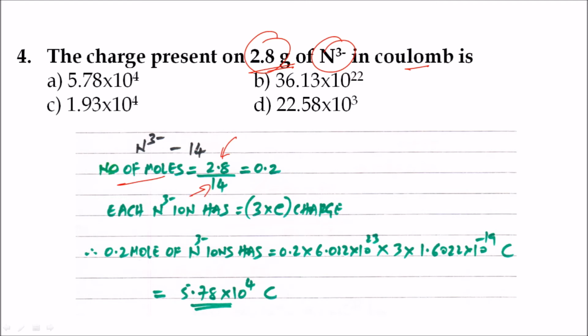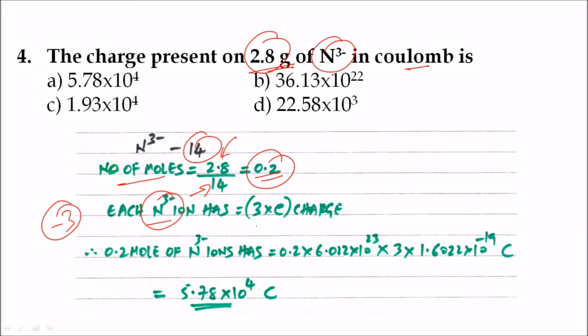Atomic mass of nitrogen is 14. So we can take 2.8 by 14 is equal to 0.2. So we got number of moles of nitride ion here, right? Okay, now each nitride ion, N3 minus ion, has what charge that we need to find now. So we can take charge easily, you can see right there it's having minus 3 charge, right?